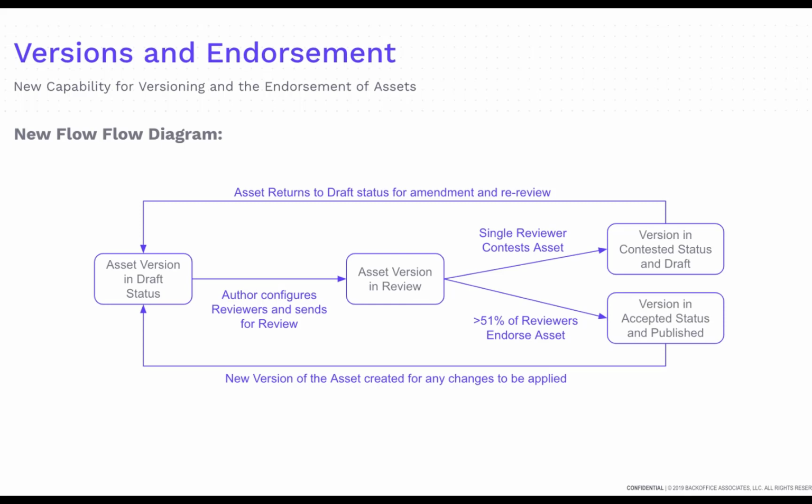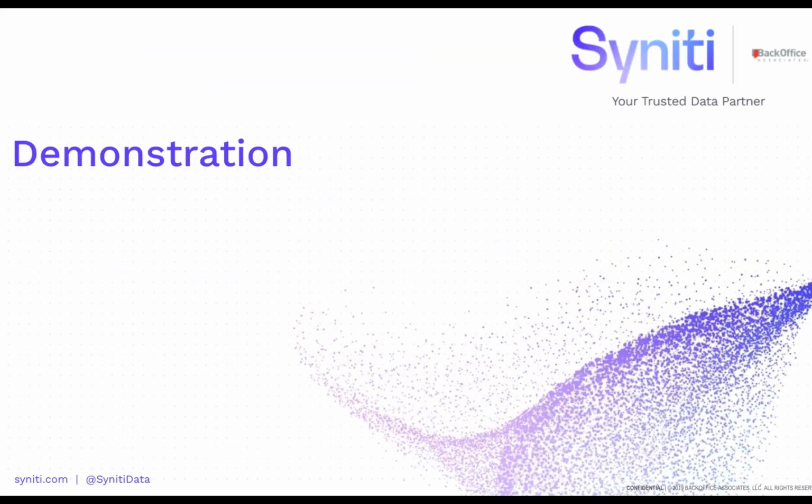And as it says at the bottom there, if you want to make any changes to an asset, you have to create a new version once it's been published. So you create a new version, it starts in draft again, and you can repeat the process. And if there is any contested nature of an asset, then it moves back to that draft status as well, for lack of better words.